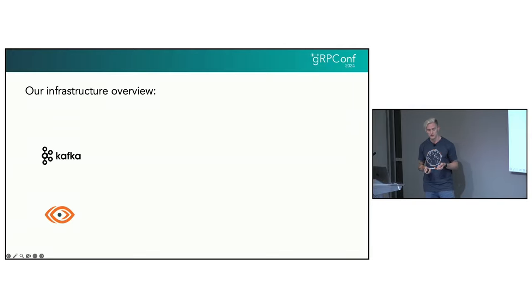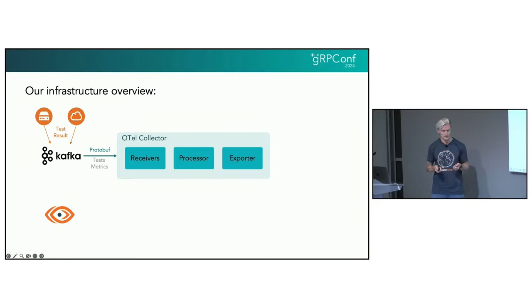Here, I would like to walk you through our infrastructure step by step. At first, as I mentioned before, agents execute tests periodically and send test results back to the ThousandEyes platform. Those test results are then communicated using Kafka with our services. And next, our OpenTelemetry collectors receive those test metrics from Kafka, and those test metrics are encoded using protocol buffers.